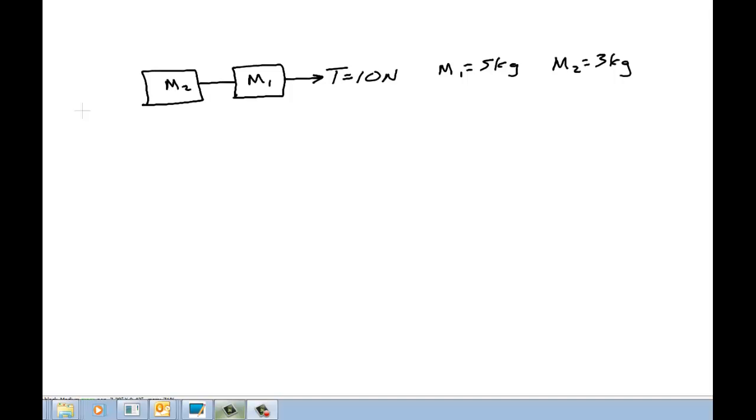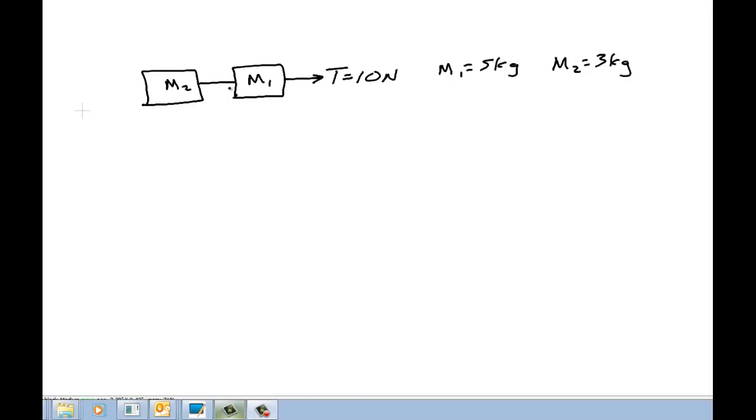Okay, in this video we take up where we left off in the last video on solving problems that involve physics strings. In that problem I worked a setup with two masses, M2 and M1, connected by a string and pulled by a second string with a tension of 10 newtons, where the mass of this block was 5 kilograms and the mass of the second block was 3 kilograms.